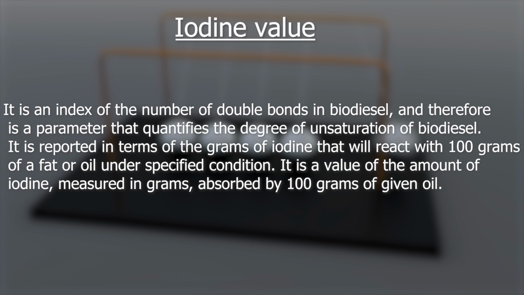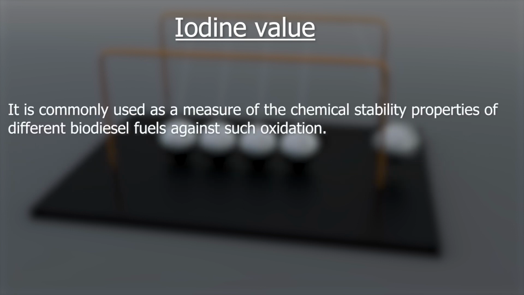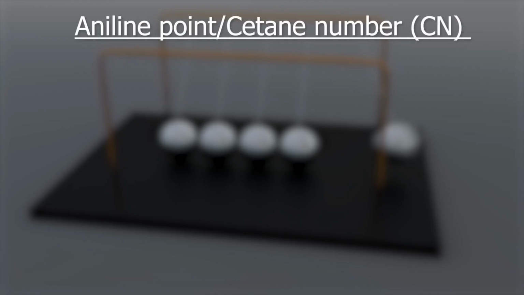It is reported in terms of the grams of iodine that will react with 100 grams of a fat or oil under specified conditions. It is a value of the amount of iodine, measured in grams, absorbed by 100 grams of given oil. It is commonly used as a measure of the chemical stability properties of different biodiesel fuels against such oxidations. The next is cetane number.